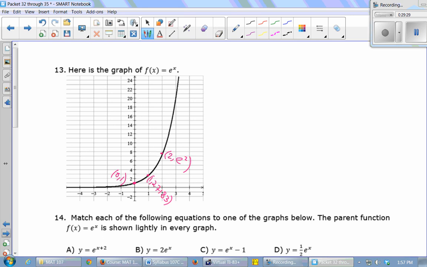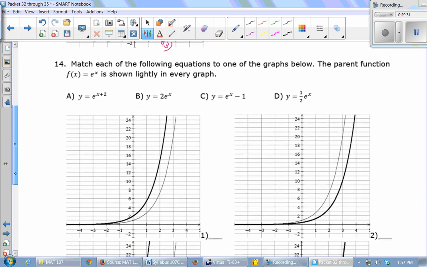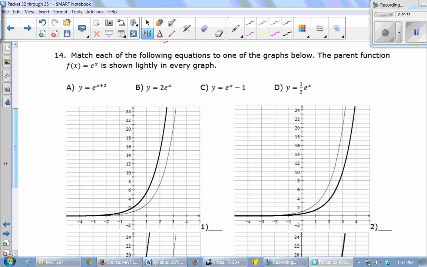All right, so take a few minutes now. We'll have you do a little practice in your groups to match each of these functions, each of these transformations of the natural exponential to its graph. So they all have the natural exponential graphed in the light color, the thin line, and then the bold line is a transformation. So try to match each transformation to its graph.